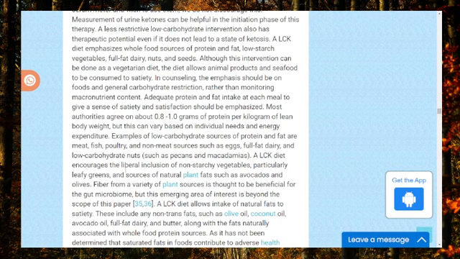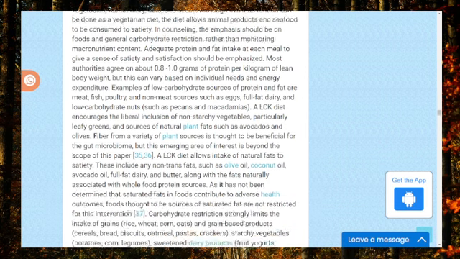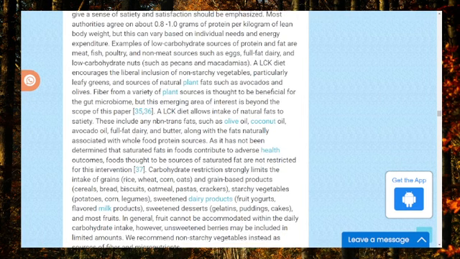LCK diet encourages the liberal inclusion of non-starchy vegetables, particularly leafy greens, and sources of natural plant fats such as avocados and olives. Fiber from a variety of plant sources is thought to be beneficial for the gut microbiome, but this emerging area of interest is beyond the scope of this paper. Reference 35, 36.